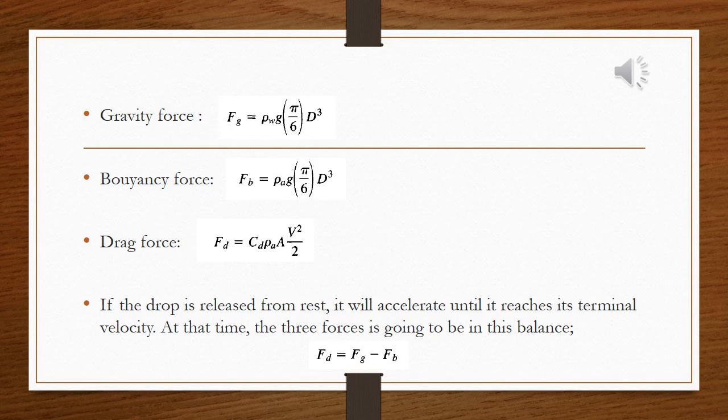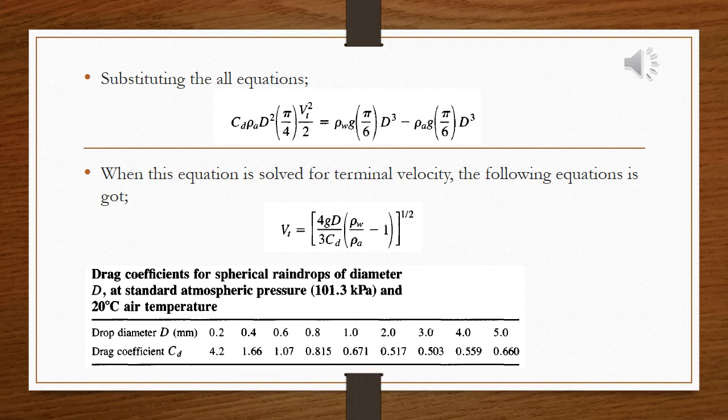If the drop is released from rest, it will accelerate until it reaches its terminal velocity. At that time, the three forces are going to be in this balance, which is drag force is equal to gravity minus buoyancy. Okay, when we substitute all the equations in the previous equation, it gives this form: the coefficient of drag, the density of air, d square, pi over 4, v terminal square over 2, is equal to the gravity force minus the buoyancy force.